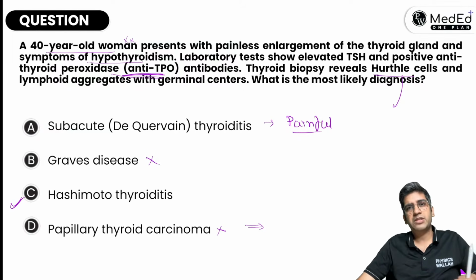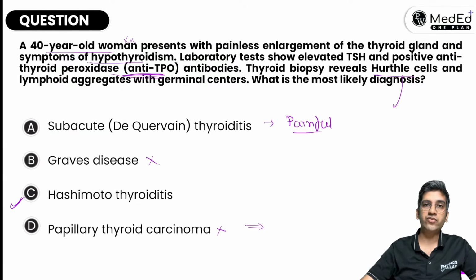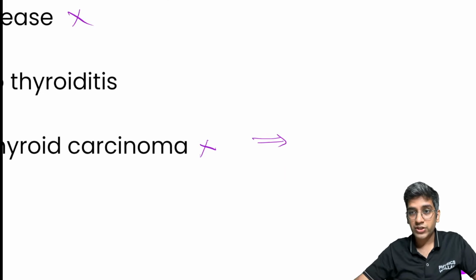Most thyroid lesions are painless. Almost every goiter is painless. If you have a painful thyroid lesion, think of de Quervain or subacute. Graves is hyper, Hashimoto has classical anti-TPO antibodies, and papillary carcinoma thyroid functions.